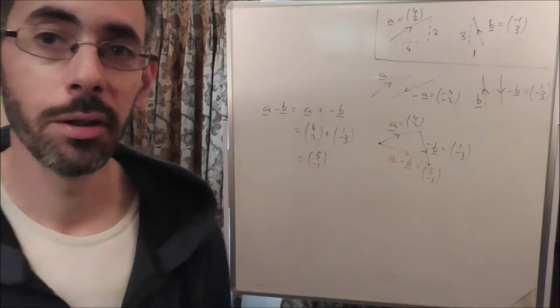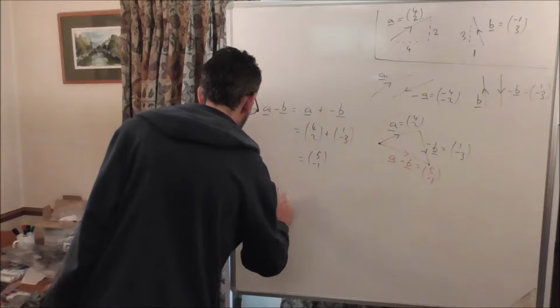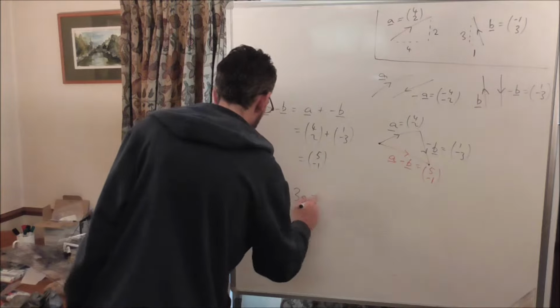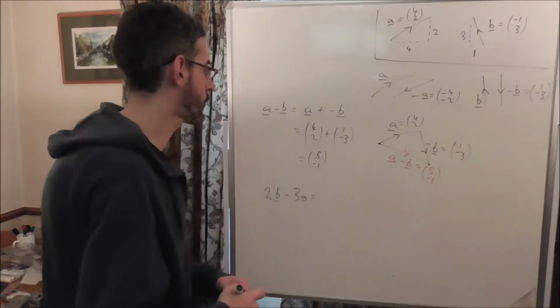And that's A minus B. Right, let's do one more. Let's do 2B minus 3A. So this is the overall journey of doing 2B and then doing minus 3A. I'll just draw that as a picture.